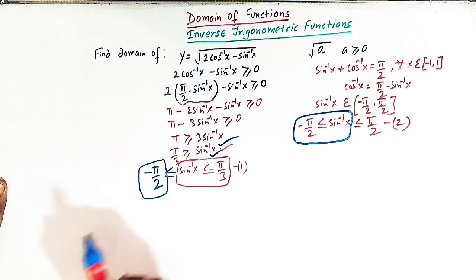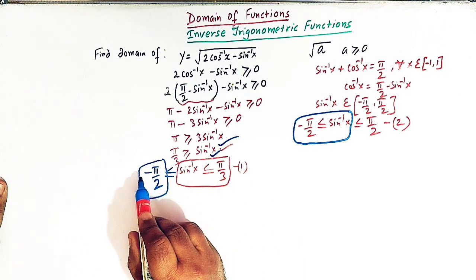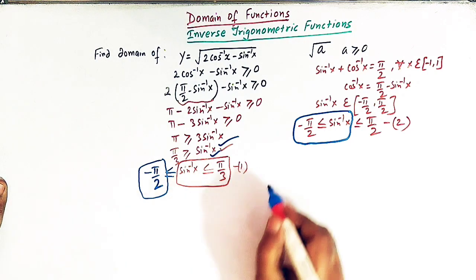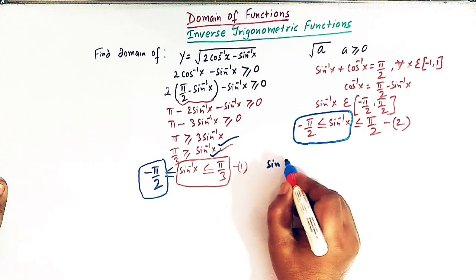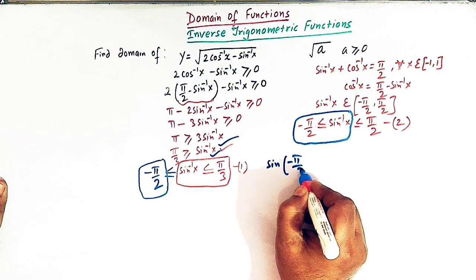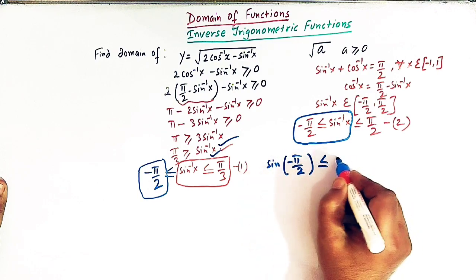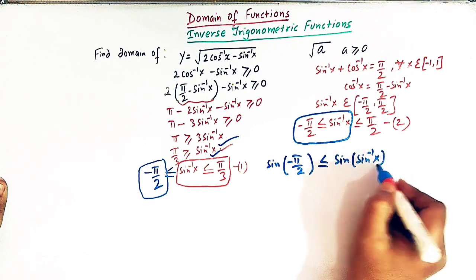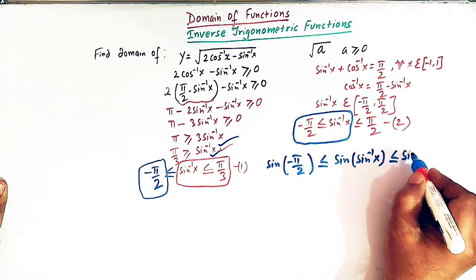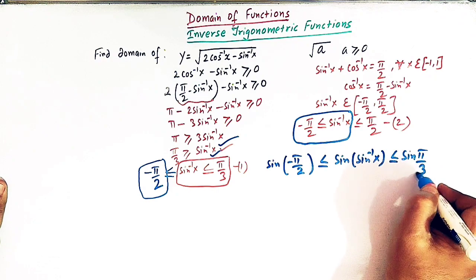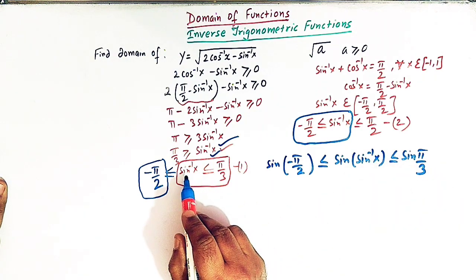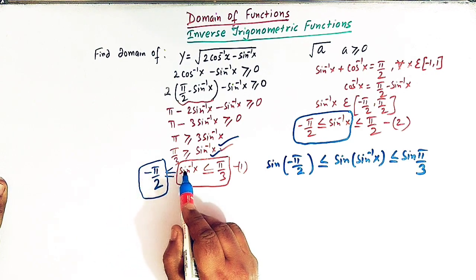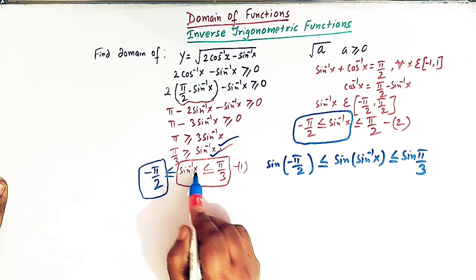Now let us take the sine of all these three numbers. So we have sine of minus pi by 2, sine of sine inverse x, and sine of pi by 3. What we have done is taken the sine function of all these three numbers.